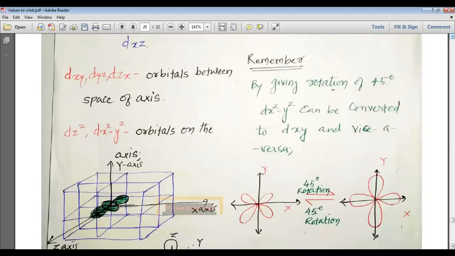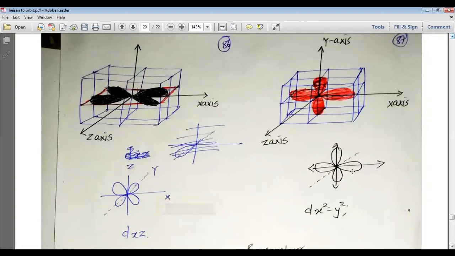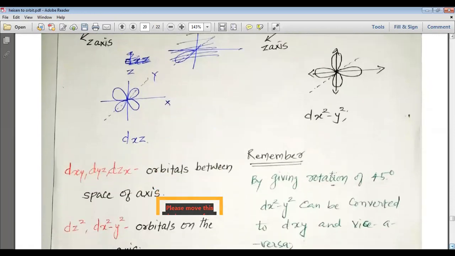In the same way, my dear students, we can move to the next one and understand dx square minus y square. We know that dx square minus y square is an orbital that is present on the axes. So you can see here I have shown you the x-axis and y-axis. This double dumbbell shaped dx square minus y square orbital is present on the axes, and this is how we can understand the dx square minus y square orbital.